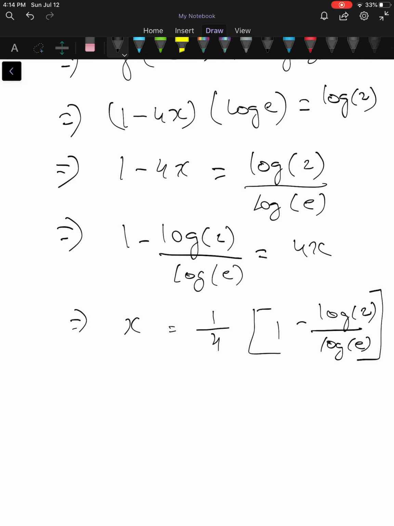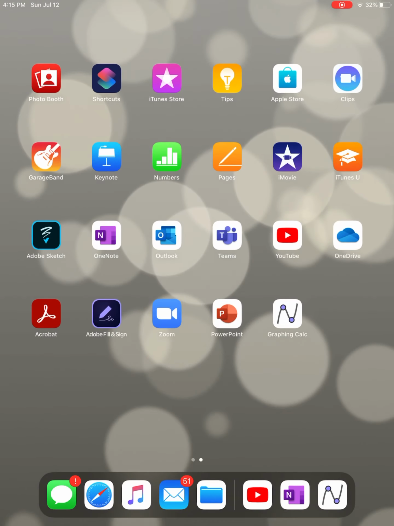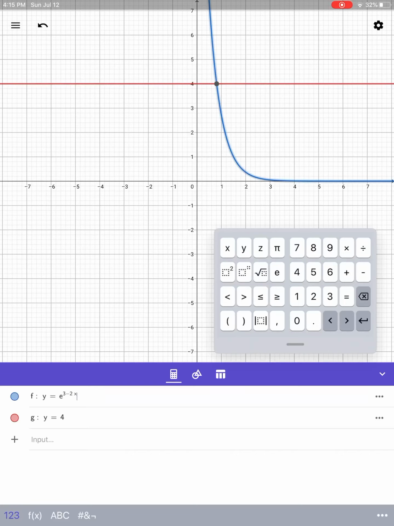So it's pretty much the same, where we divided by 1 over 2 in the previous one, and you had log 3, I guess, or log 4 in the numerator. Here you have different numbers. So log 2 divided by log e would give me 0.693 and something. And 1 minus that answer would give me 0.306, and that divided by 4 will give me an approximate value of 0.0767. Yeah, I would like to stop it here.